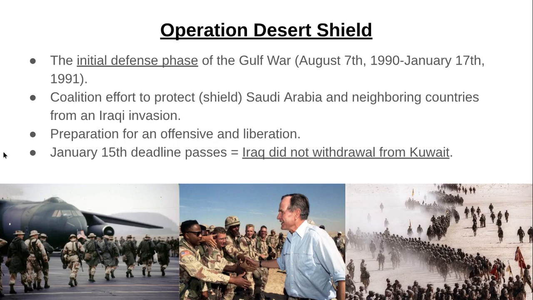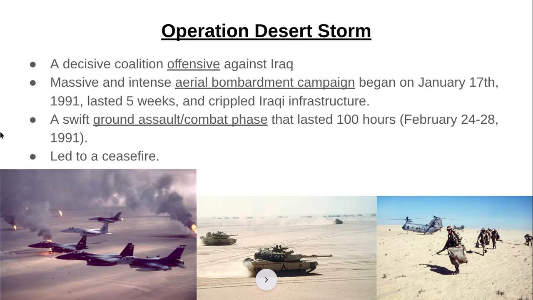And a part of this is what's known as Operation Desert Shield, which is the initial defense phase of the Gulf War. It was a coalition effort to protect or shield Saudi Arabia and neighboring countries from an Iraqi invasion. It also prepared for possible offensive and liberation. But as the January 15th deadline passed, Iraq did not withdraw from Kuwait. So now, you have what's known as Operation Desert Storm, which is a decisive coalition offensive against Iraq.